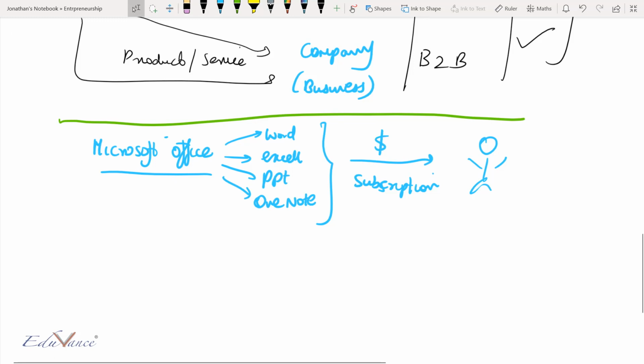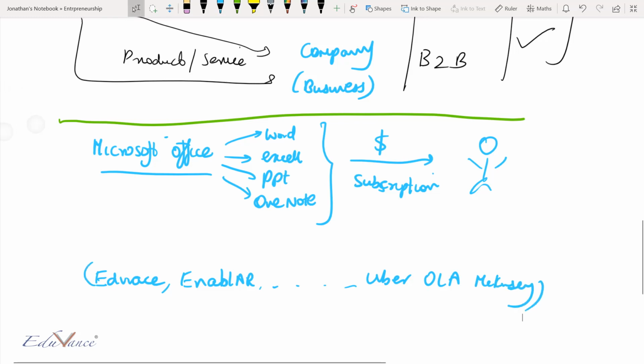And then you have companies like Eduvance, Enabler, and bigger companies like Uber, Ola, McKinsey, and all these companies directly buy these software licenses from Microsoft. So this makes Microsoft Office a B2C business model as well as a B2B. So here they are directly selling to customers.